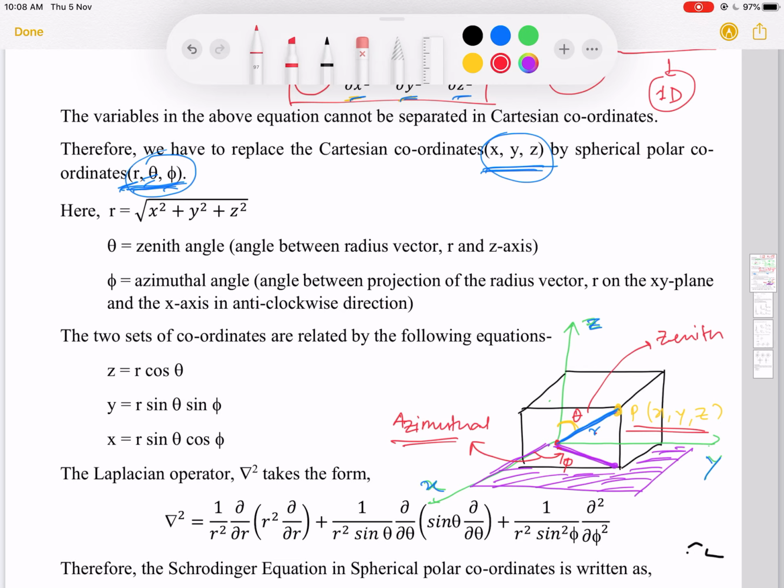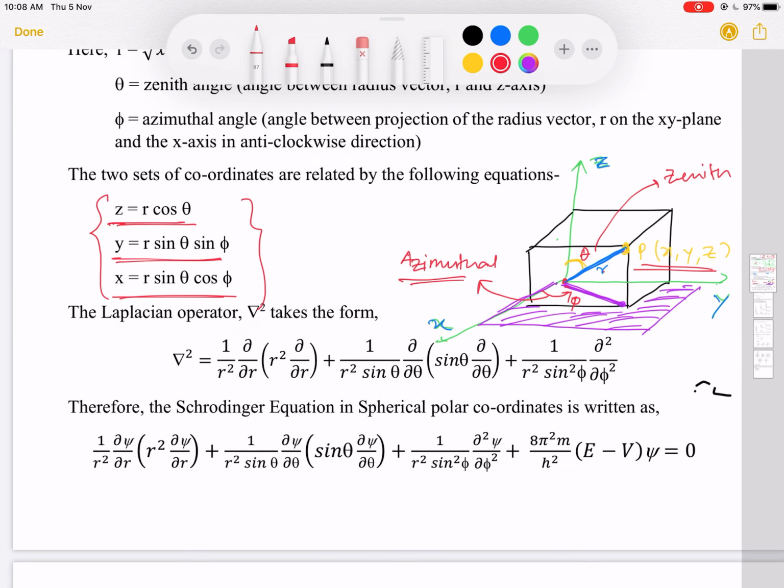After converting, these are the relations that we get. z will be r cos theta, y will be r sin theta sin phi, and x will be r sin theta cos phi. These are the relations that we get between the Cartesian coordinate system and the polar coordinate system.